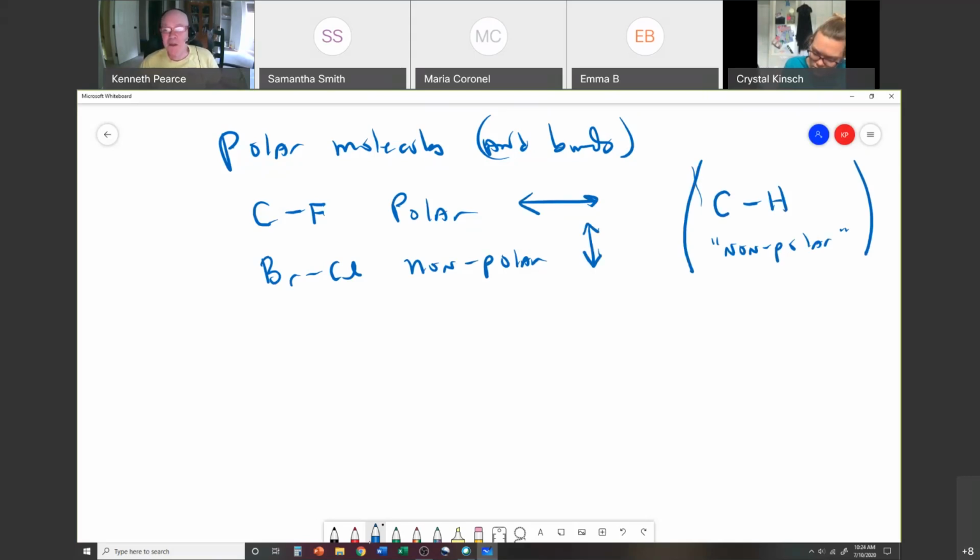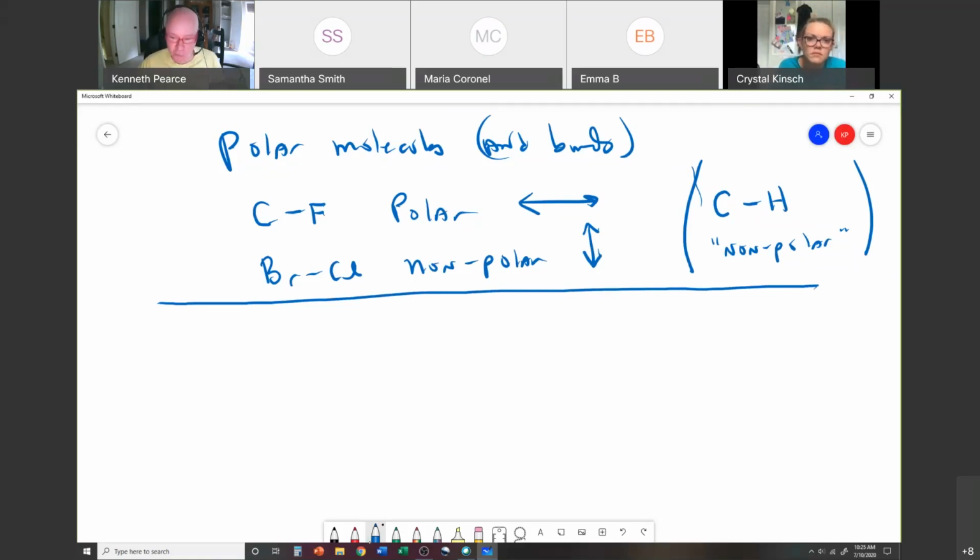From a chemical physicist standpoint, it is polar. But organic chemists rule the day, and so C-H is considered nonpolar. Okay? All right. Now, these are polar bonds. But what about polar molecules? All right, now, what does it mean to be polar?